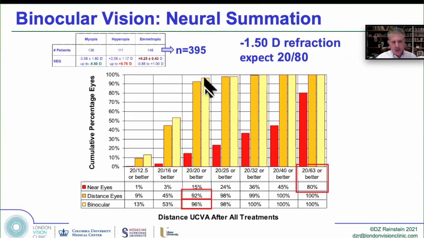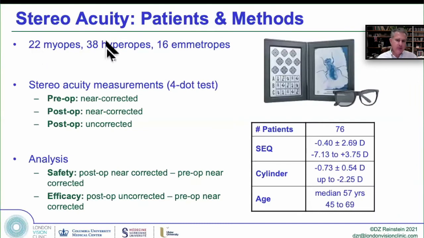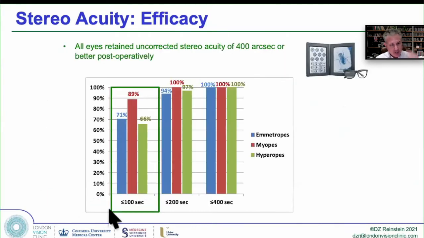When we looked at stereoacuity in a subset of patients, myopes, hyperopes, and emmetropes, and we measured their pre-op near best corrected stereo and post-op near best corrected stereo to see whether there had been loss of stereoacuity, but then looked at the post-op uncorrected stereo to see whether there was any stereoacuity left uncorrected with Presbyond in place, we were very surprised to find that 100% of the patients had 400 seconds of stereo uncorrected, and 2/3 of the patients had 100 seconds or more.